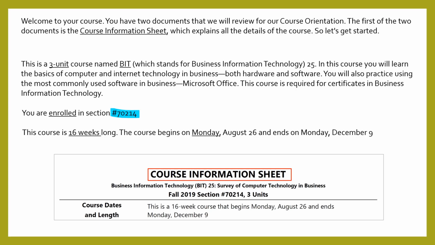So let's get started. This is a 3-unit course named BIT, which stands for Business Information Technology 25. In this course, you will learn the basics of computer and internet technology in business, both hardware and software. You will also practice using the most commonly used software in business, Microsoft Office. This course is required for certificates in business information technology.